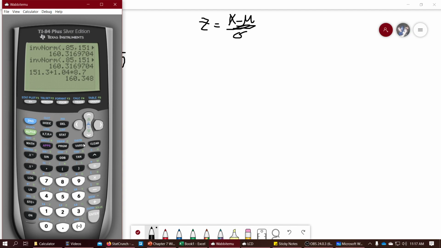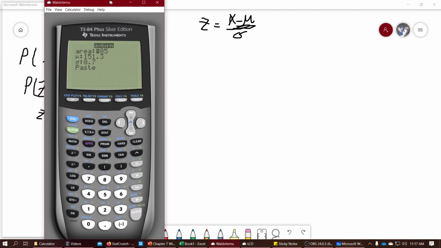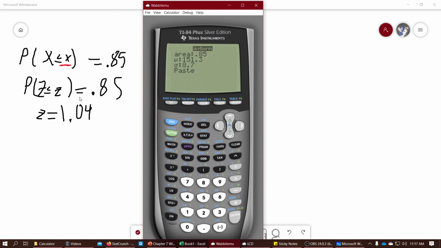We can go second distribution and go inverse normal. We did this before. We want the area to be 0.85, and notice it is less than or equal to. That is important. The calculator expects you have things in less than or equal to. I leave this as 0, 1 by default, since we're dealing with a standardized value. I click enter and enter. And if we round, we get approximately 1.04. That is the z value we're searching for.